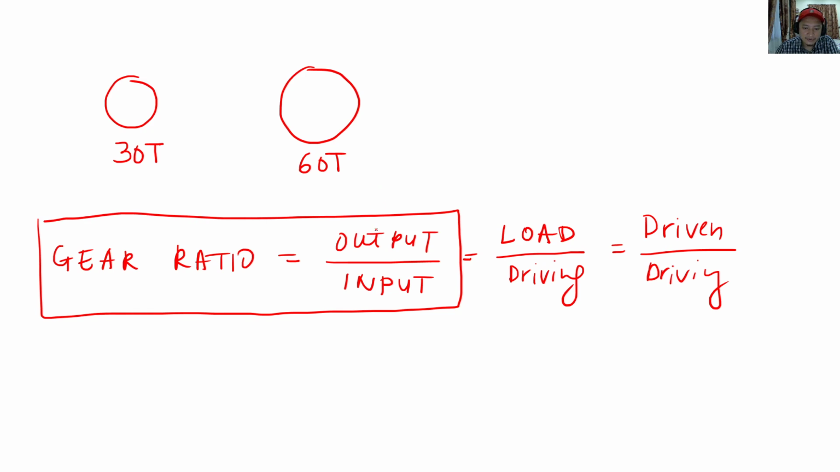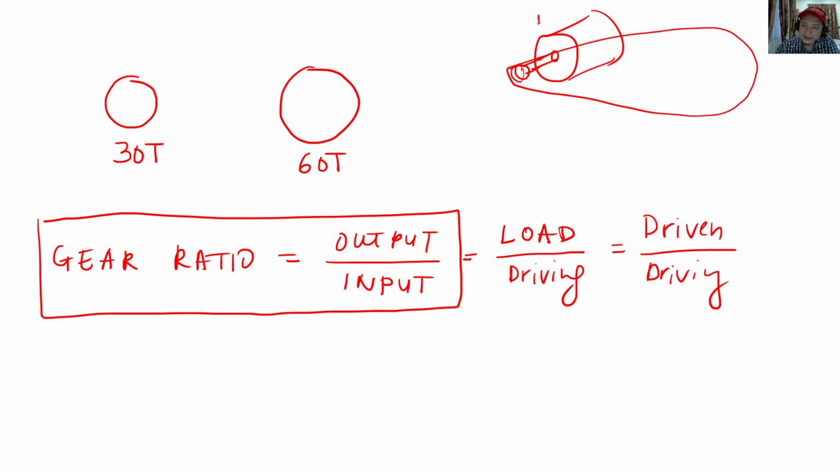What is your output? What is your input? You have to remember if you have a motor and your motor has a small pinion, it's driving a bigger chain, this is your input. This is your driving. This is your load. Let's say this one is connected to a fan, a big fan.